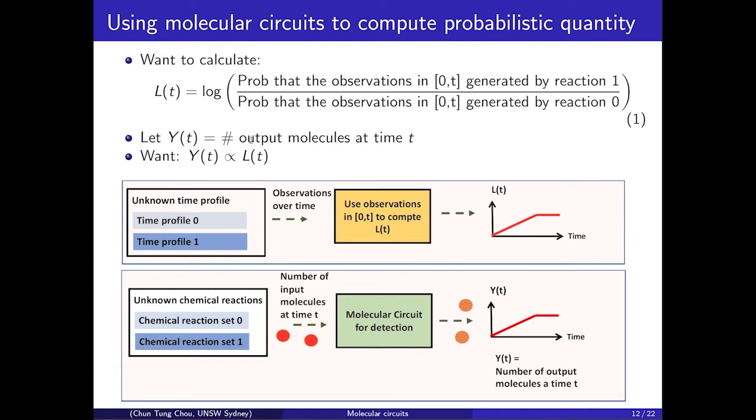If you go back to think about the standard way that we define a detection problem, we have two unknown time profiles, two unknown dynamical signals that we want to distinguish, and one of them is applied, and then we get the observations. By using these observations and the probability distribution that we assume, we can compute this log likelihood ratio. What I'm showing you here is maybe the log likelihood ratio appears in this form. This is time, and that is the log likelihood ratio. So what do we want to use our molecular circuits for?